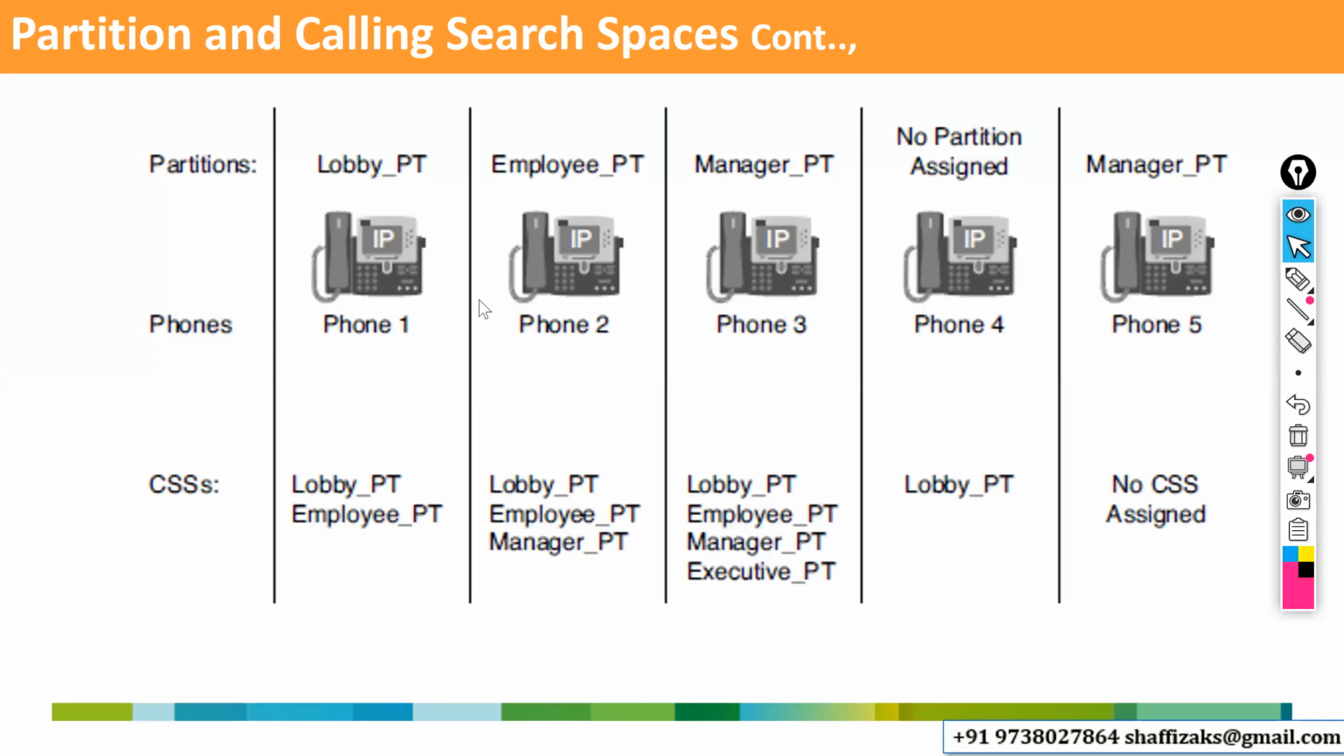Then we have the phones, phone 1, phone 2, phone 3, phone 4, phone 5. Then we have the CSS here. You can give any name for the CSS, and the partition also you can give any name. When you have created a CSS, under the CSS you have to associate partitions. Here we have lobby partition and employee partition. That means from this phone, I can dial to lobby partition and employee partition phone numbers. If I dial from phone 1 to phone 2, it reaches phone 2.